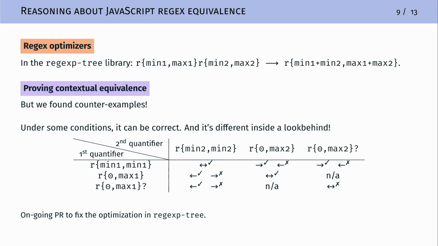Interestingly, this depends not only on min1 and max1 and so on, this also depends on the matching direction, meaning that sometimes you can perform the optimization only when inside a look behind, and sometimes you can perform it only when outside of a look behind.